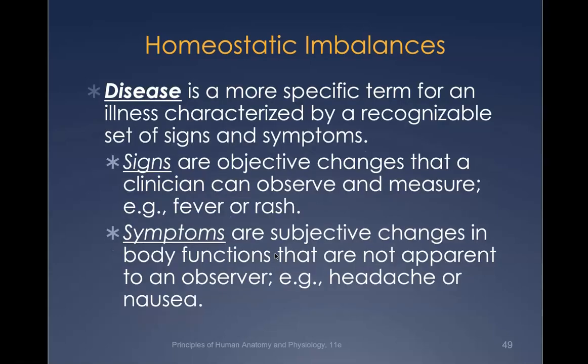Disease, again, is a more specific term that we talk about for an illness that's characterized by certain signs and symptoms. So this is more our clinical application of what a disease is and what these signs and symptoms are. So anytime that we have a type of illness or disease, usually you're going to look for these certain signs and symptoms. Signs are usually objective changes that clinicians can actually see, observe, and measure, okay? So you can see a rash, you can measure a fever or a change in blood pressure, okay? That would be a sign.